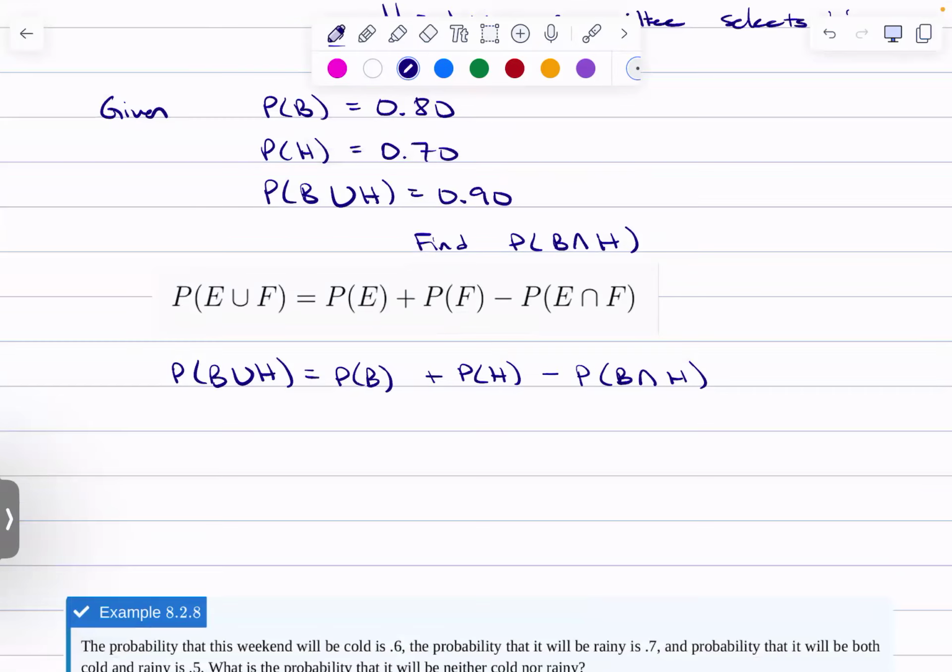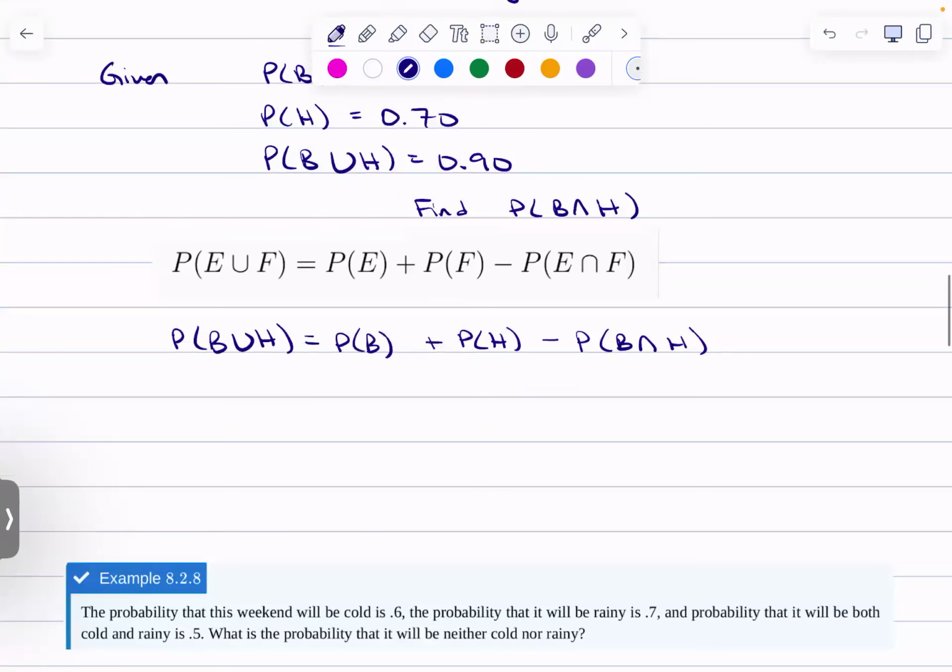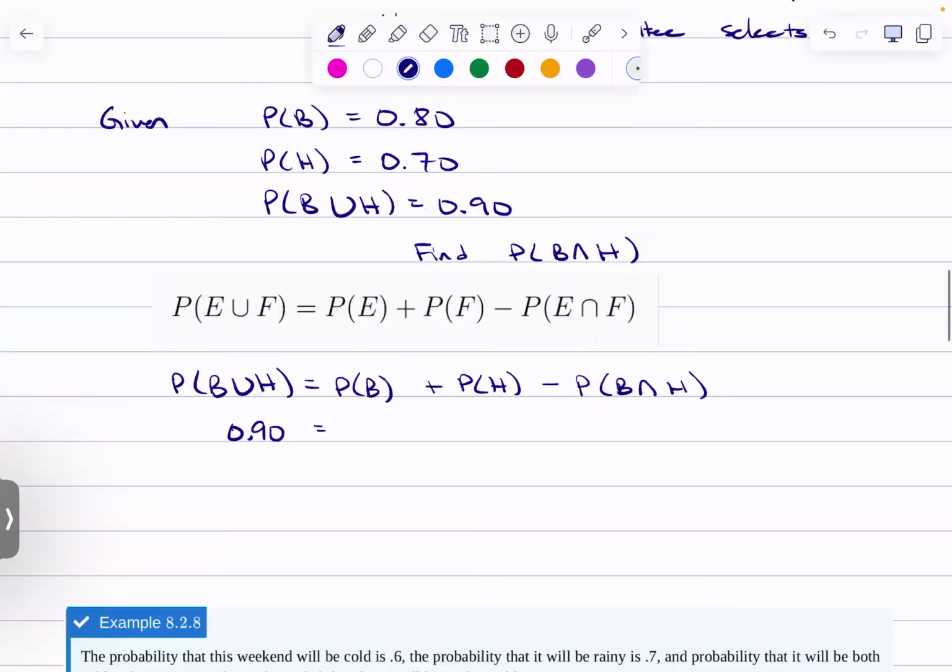If I give you any three of those four components, you can solve for the fourth one, right? And so in this case, we have 0.9 is the probability of B or H. The probability of B was 0.8, and the probability of H was 0.7, and I want to solve for the probability of B and H.